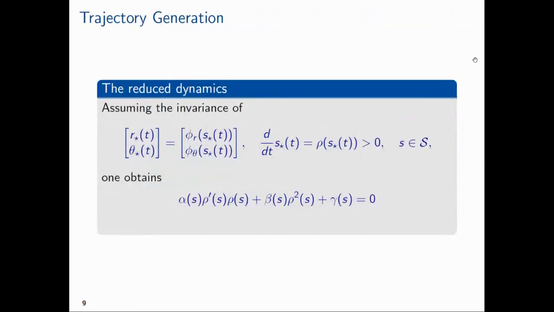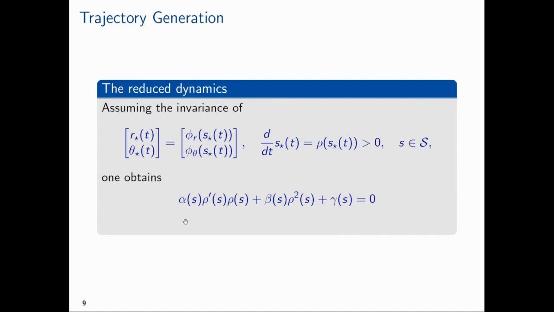In order to generate a desired solution, we consider the following approach based on virtual constraints. That is, we assume that along a nominal solution, each of the generalized coordinates can be written as a set of basis functions, for instance some polynomials, phi of r and phi of theta, parameterized by our parameterizing variable s, which is strictly monotonically increasing along the solution. That is, its nominal velocity can be written as some function rho of s itself. Now, if we assume the invariance of this from the second unactuated equation, this reduces down to the following first order differential equation in rho, having to be satisfied at all points along the trajectory.